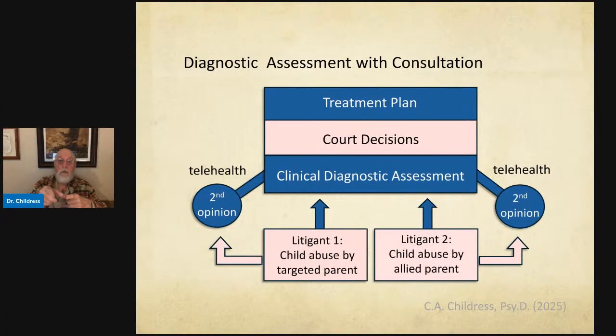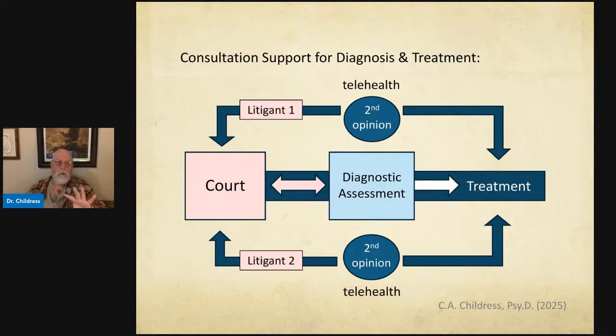Litigant one is saying it's child abuse by the targeted parent. Litigant two is saying it's child abuse by the allied parent. So what do we do about that? Do courts assess child abuse? No, they do not. Who does that? Doctors do. So let's get it out to the mental health people to get an assessment. It's going to be appealed, so let's let each litigant appoint a second opinion through telehealth. That will inform the court's decisions. The court can then look at all these reports, decide what to do, and then we go into the treatment plan. Now, the diagram for that I prefer is this one.